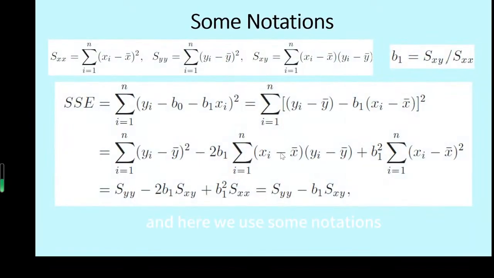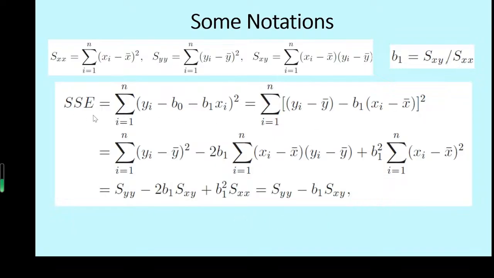And here we use some notation. Sxx is the second moment of x with respect to its mean value, and Syy is the corresponding one for y, and Sxy is the cross product of x against x bar, the x mean value, and y against y mean value. With this notation, we can get the point estimate b1, which is Sxy divided by Sxx.